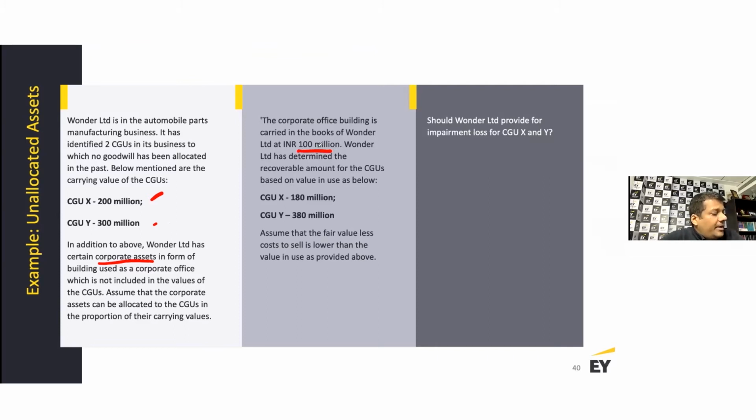Now, Wonder Limited has determined the recoverable amount for the CGUs based on value in use as below, which is 180 million and 380 million. Assume that the fair value less cost to sell is lower than the value in use as provided above. Should Wonder Limited provide for impairment loss for CGU X and Y? Right, so I'm going to look at the solution.